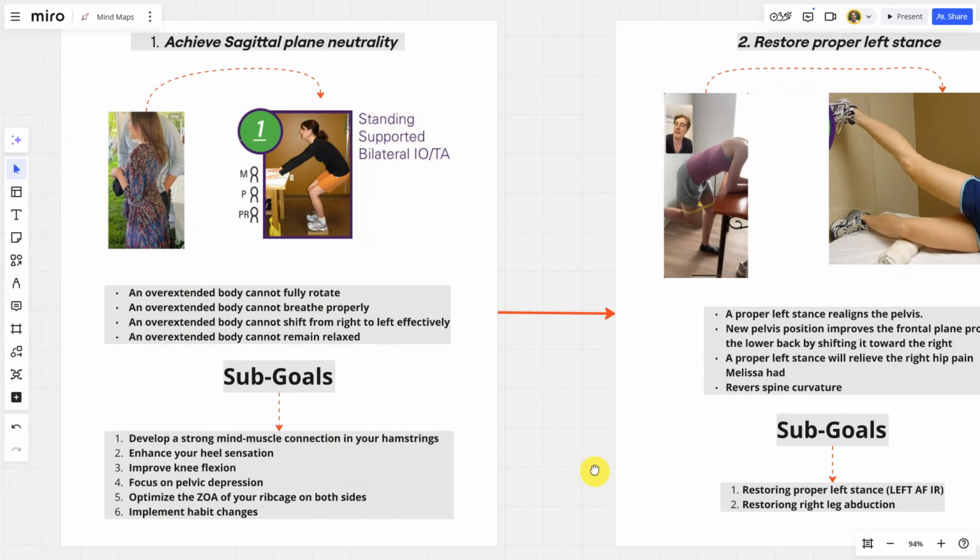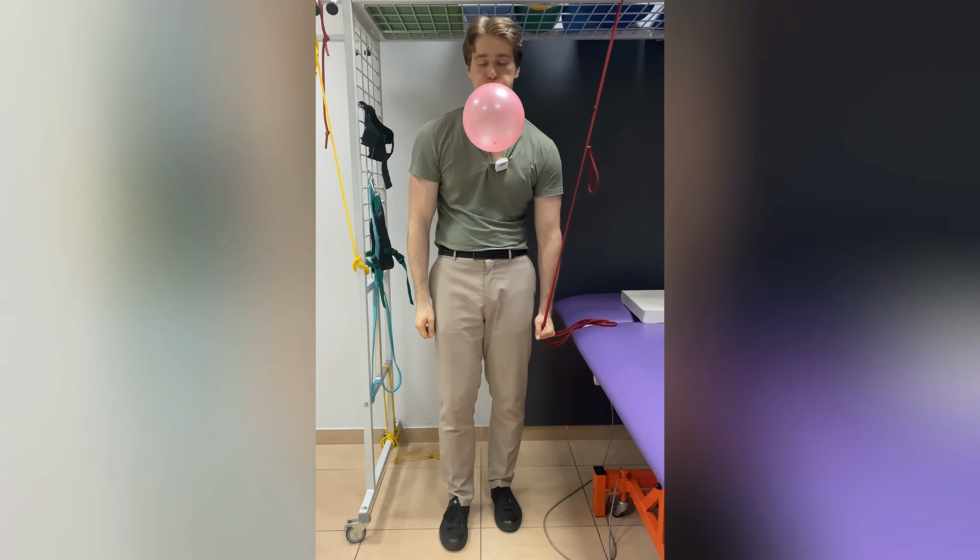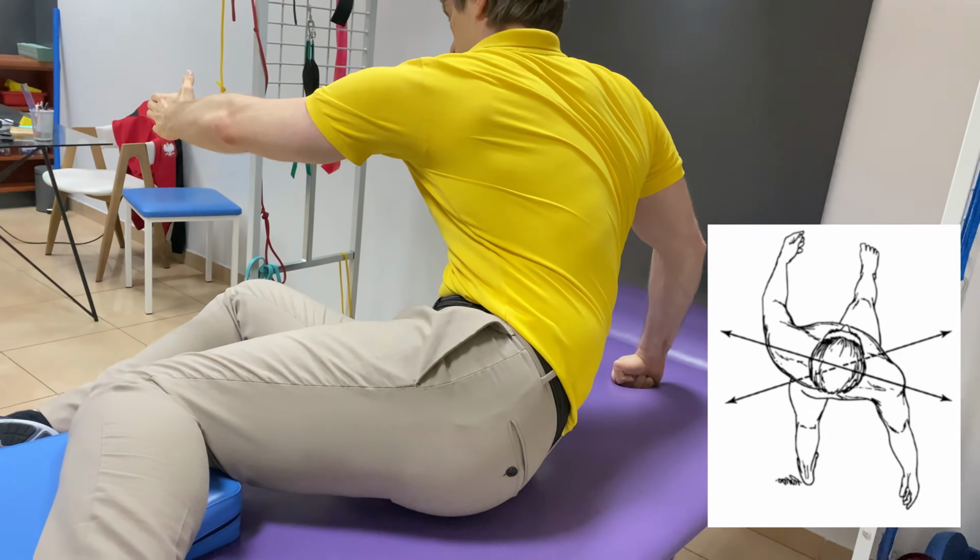Lastly, I will reveal her treatment protocol and show you a few exercises that you can do on your own. So let's jump into that beautiful video.